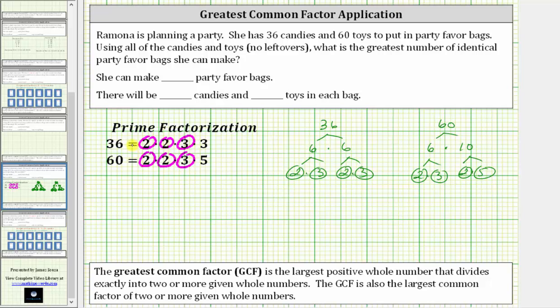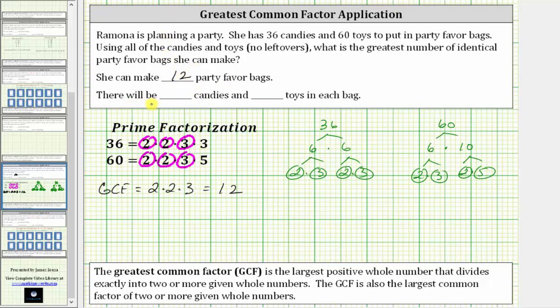The product of the common prime factors gives us the greatest common factor. So the greatest common factor, the GCF, of 36 and 60 is 2 times 2 times 3, which is equal to 12. Because the greatest common factor is 12, Ramona can make exactly 12 identical party favor bags.